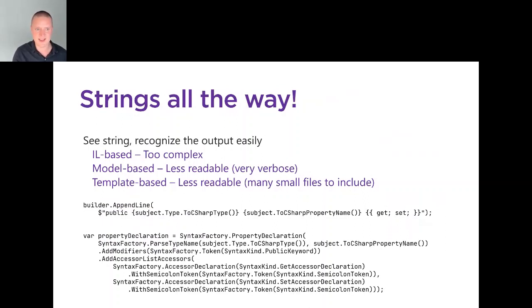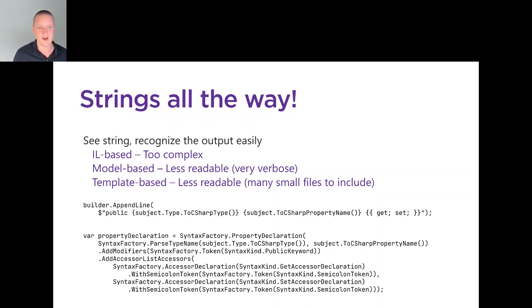For the Kotlin SDK, we are actually using something Roslyn-like called KotlinPoet, because that thing is somewhere in between strings and what Roslyn offers you, for example. But for .NET here, we decided to go with strings. The reason for that is, first of all, IL-based would again be too complex. Model-based is too verbose, and template-based is just a bunch of spaghetti where you don't see whatever is going to happen.